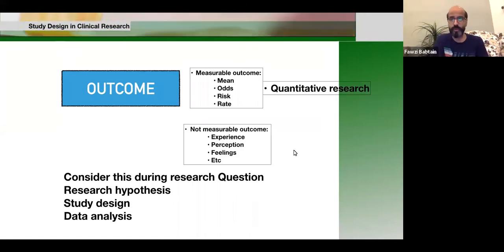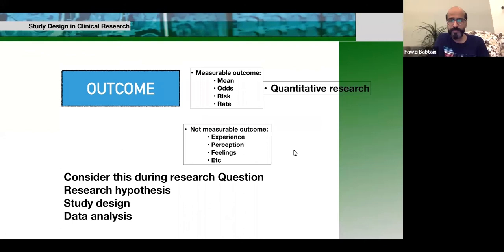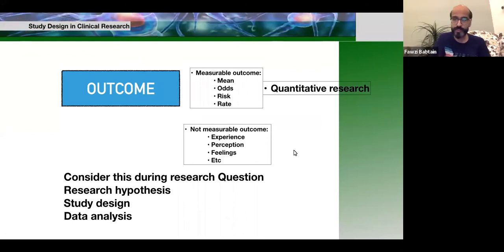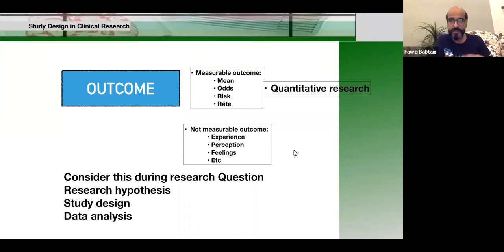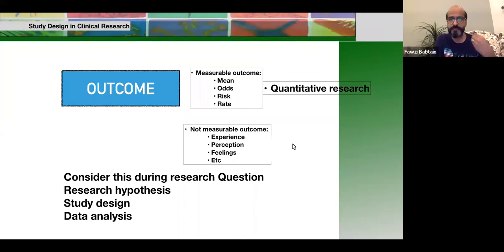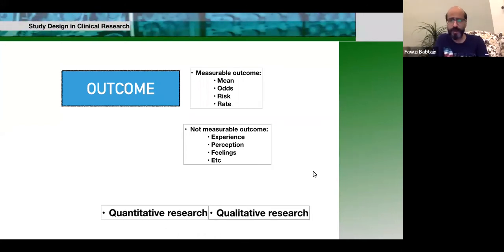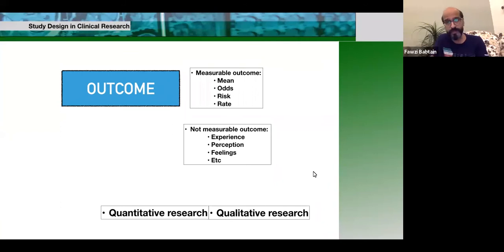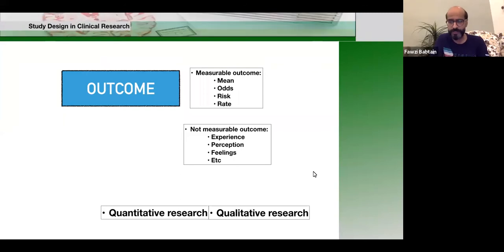When it comes to qualitative research, you don't have a measurable outcome. In fact, you are trying to collect participants' or patients' experience, perception, feelings, or anything that you cannot really measure, other than it is experience related, or it is based on opinion. This is qualitative research. Sometimes we combine both. It is more of a qualitative research, but you still have something measurable that you can express in your results. So you can mix both.